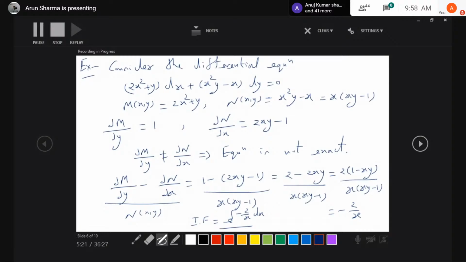If you have any doubt, then please ask me. So if you have this one, then after evaluating, it will become 1 upon x square. If you multiply by this 1 upon x square, your equation will become exact. And then solve it. You know how to solve the differential equations. If you have any doubt, please ask me now.